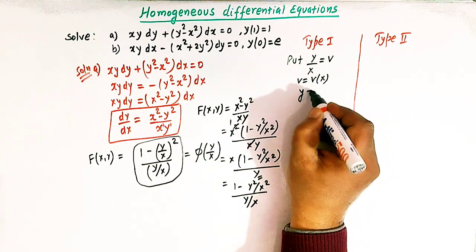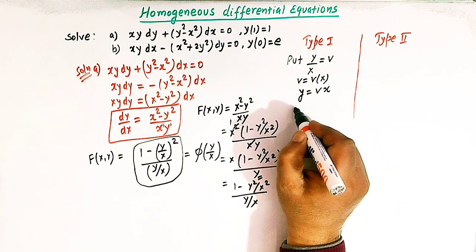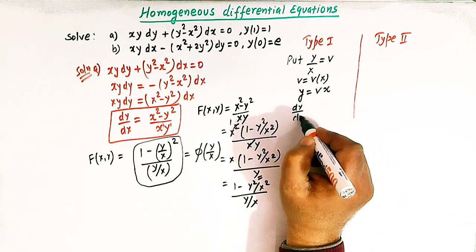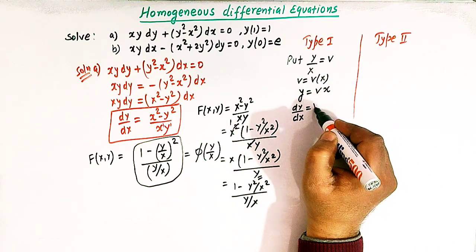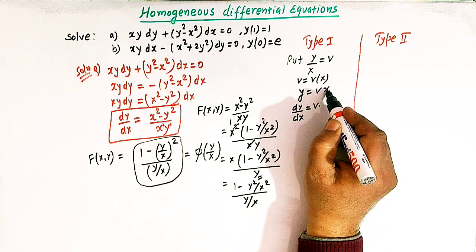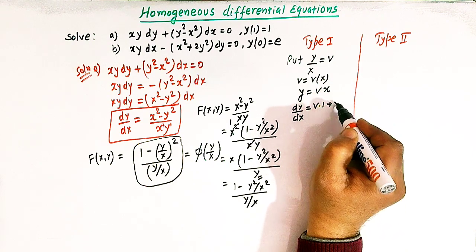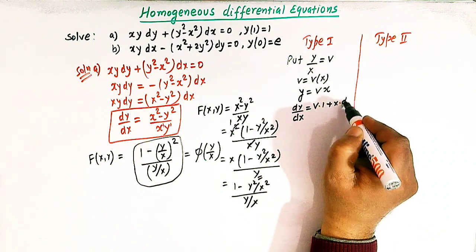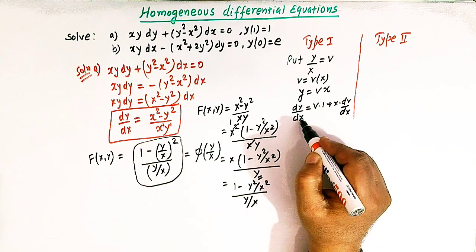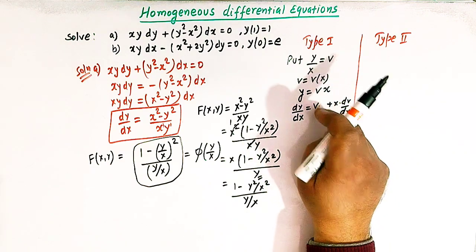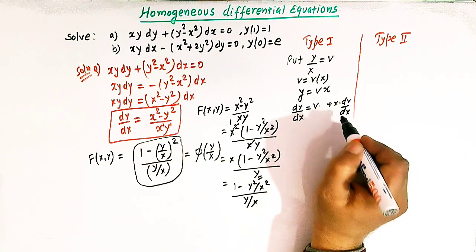So we'll take y is equal to vx, and if we differentiate both sides, we'll get dy over dx. And here we have the product rule. So the first function, derivative of x with respect to x, that is 1, then x, and then dv over dx. So we'll take dy over dx is equal to v plus x times dv over dx.